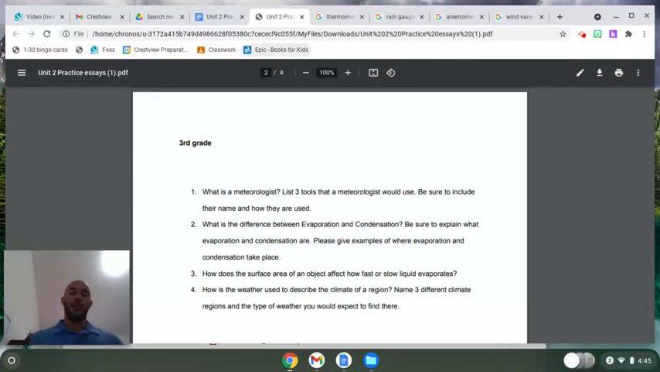So again, first off, you have your water and climate book. All of this information is in here. So if you need something to review and you don't have it in your science notebook, come into your water and climate book, because you will find the answer. And it will even tell you on the page.